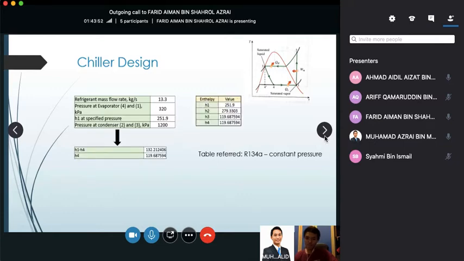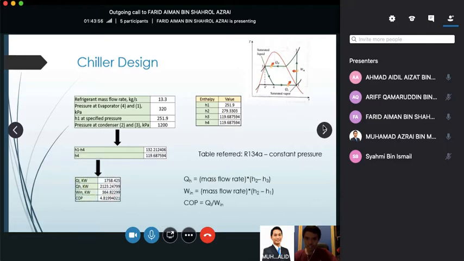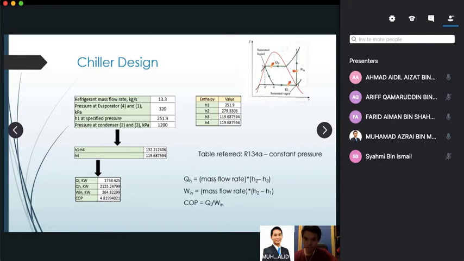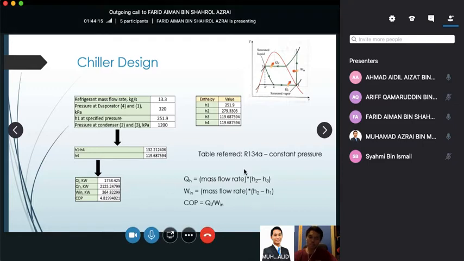We are able to obtain all the enthalpy values. From the enthalpy values, we can calculate the QH, WIN, and also the COP. The QH we get is 2123, the WIN is 364, and the COP is 4.82, which meets the industrial standard.